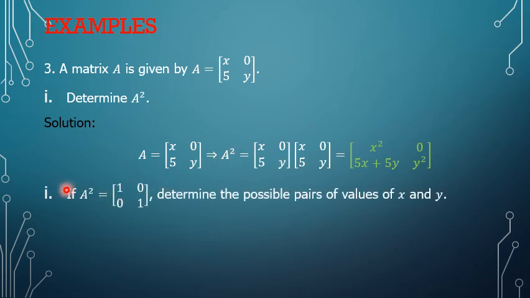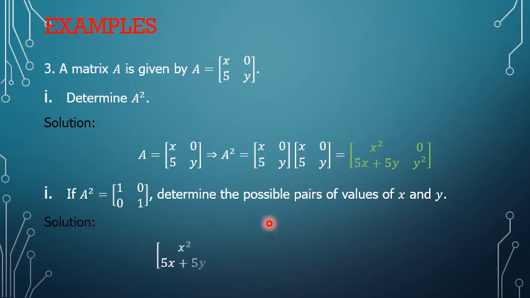Another thing you have been asked is that if A squared is 1, 0, 0, 1, which is an identity matrix, a 2 by 2 identity matrix, determine the possible pairs of values of x and y. So we know what A squared is, but we have been asked that the value of A squared should be 1, 0, 0, 1. So given the matrix of A squared that we made, we can use it to find the values of the two variables x and y.